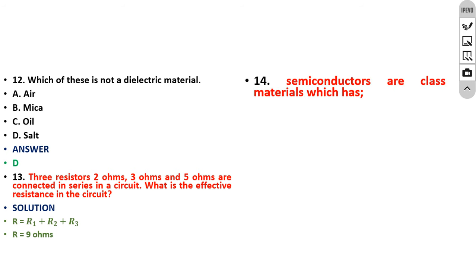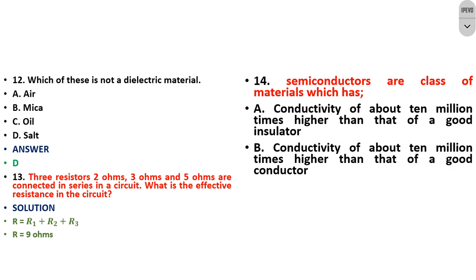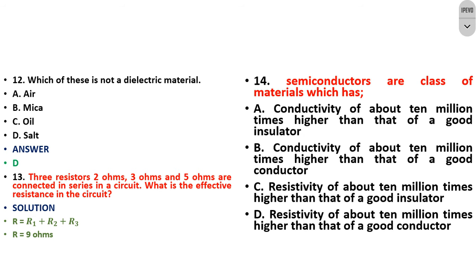The next one says semiconductors are a class of materials which has a conductivity of about 10 million times higher than that of a good insulator, conductivity of about 10 million times higher than that of a good conductor, resistivity of about 10 million times higher than that of a good insulator, resistivity of about 10 million times higher than that of a good conductor. The correct option is option A. Conductivity of a semiconductor is 10 million times higher than that of a good insulator.